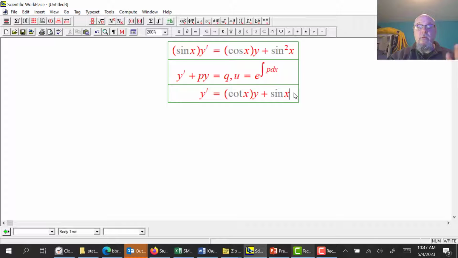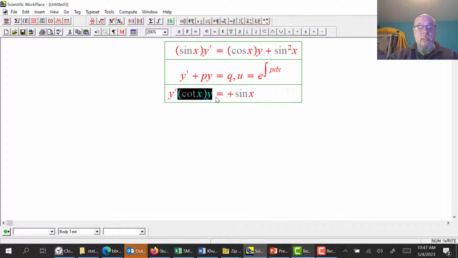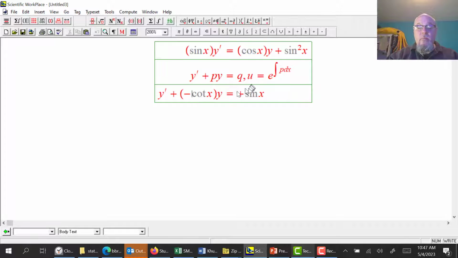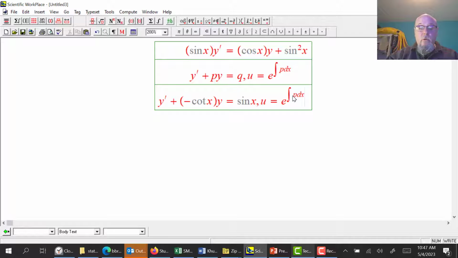Now it's y prime, but it needs to be y prime plus py. So I'm going to move this cotan x times y over to the other side, and so it becomes a negative. But I'm going to put the negative inside the bracket because I want to emphasize that it's y prime plus py. So the p is negative cotan. Now it's in the right form, y prime plus py equals q. So let's get our integrating factor, e to the integrate p. So e to the integrate minus cotan.